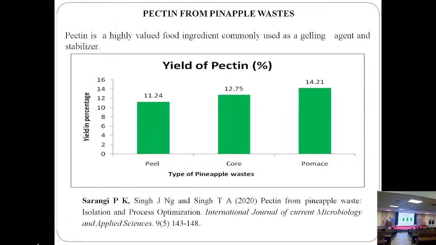Next, the data on how much pectin is produced from the pineapple waste. It is seen that from the peel a certain percentage is produced, and from the core, and the huge production of pectin has been seen from the pomace. As mentioned, these compounds have huge scope of production in all types of food additives and food products.